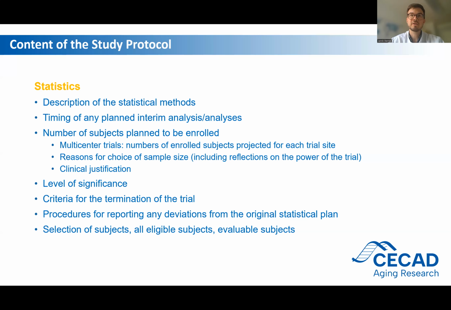Moreover, the level of significance and the criteria for the termination of the trial have to be indicated from a statistical perspective. And the procedure for reporting of any deviations from the original statistical plan and the selection of subjects, all the eligible and evaluable subjects, should be described in this section of the protocol.